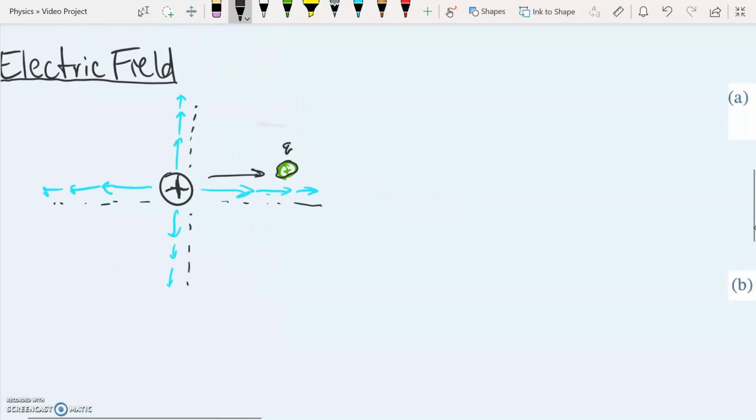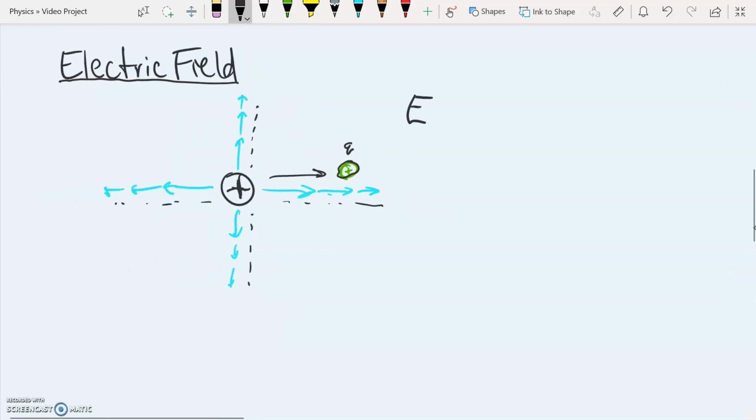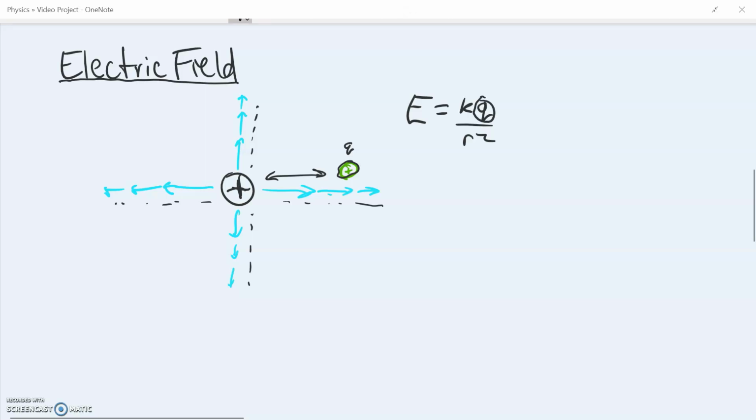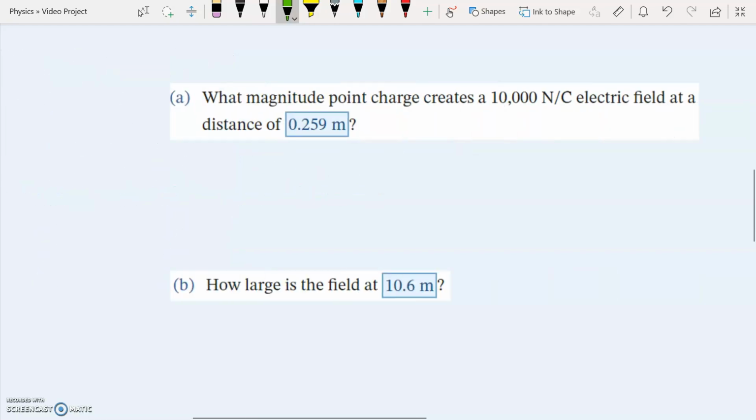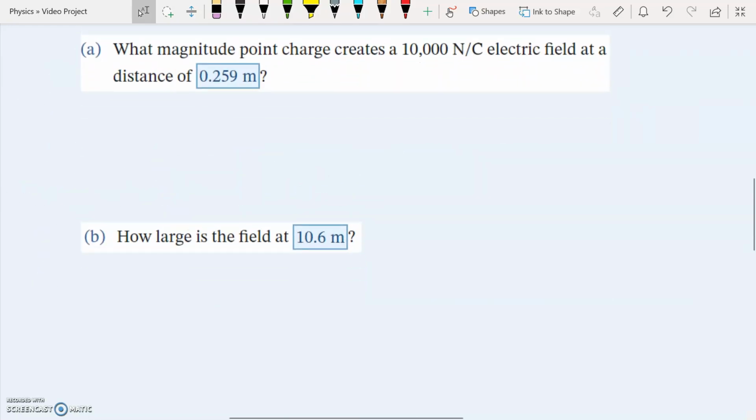So let's look at another equation. E equals K Q over R squared. So just like the last one, Q is the charge of our point charge and R is the radius between it and the origination of the electric field. And so to look at another problem: what magnitude point charge creates a 10,000 newton per coulomb electric field at a distance of 0.259 meters?